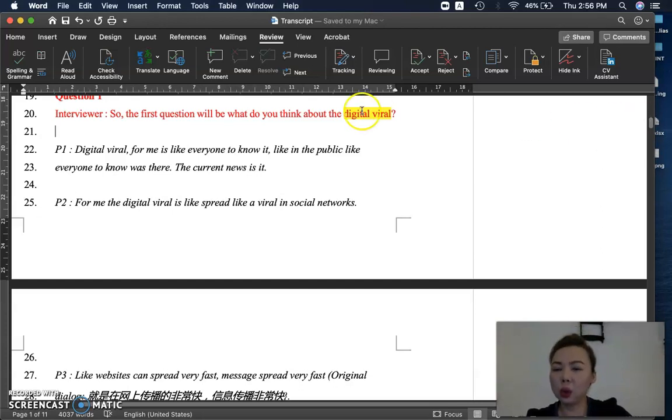All right, let's go through. The first answer given: digital viral for me is like everyone knows it, like the public, like everyone knows there was current news in it.